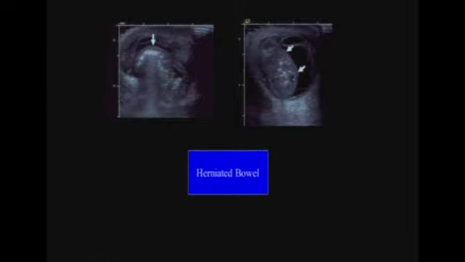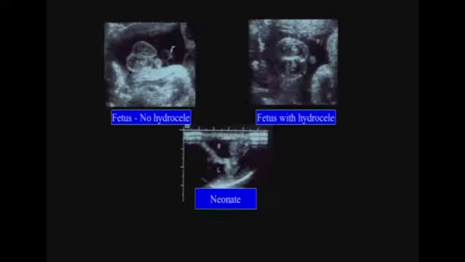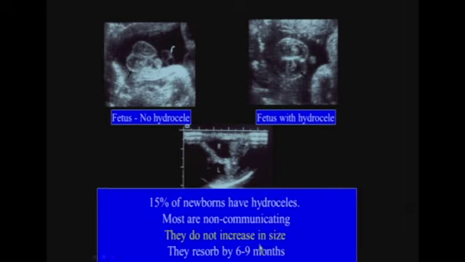And this is a very young child with herniated bowel. My moving image did not move. This is an example of a fetus whose scrotum is seen. This is the penis in cross-section. This happens to be the cord. And the fetus has no hydrocele. This fetus has a small amount of hydrocele, and this neonate has a larger amount of hydrocele.